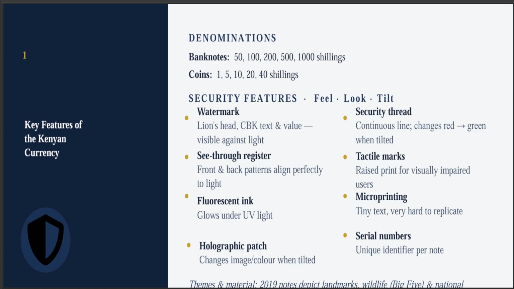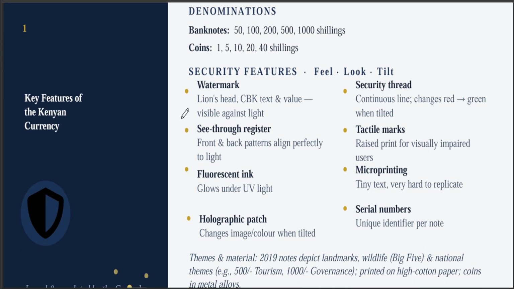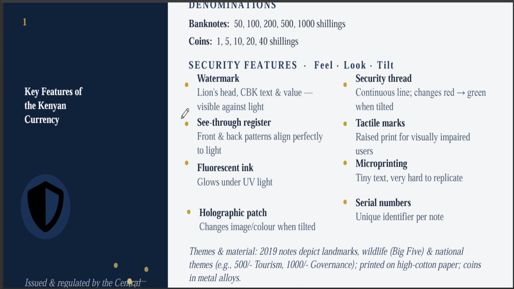And then we have the micro printing. That is a tiny text that is usually under those notes, and it's usually very hard to replicate. And obviously you have the serial numbers. Lazima zitakuwa kila note iko na serial number. Kama haina basi is a fake money. So we have the serial numbers that is usually a unique identifier per note. So these are the things that you usually see. In case kama unataka kujua this is fake money or real money, you need to have these features in your money.